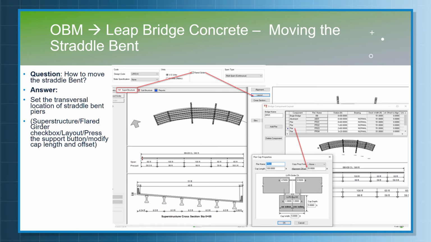So in the next slide, moving the straddle bent, as I've shown in the video, the user has to check the flared girder option, and in the Superstructure tab, the user has to click on the Layout option. In the bridge component layout, the user has to click on the pier under reference name and input the alignment offset information here, which is 20 feet in this case for both the straddle bent. And as you can see here, the straddle bent is located at the center, and the same thing has been moved by 20 feet in the other window.